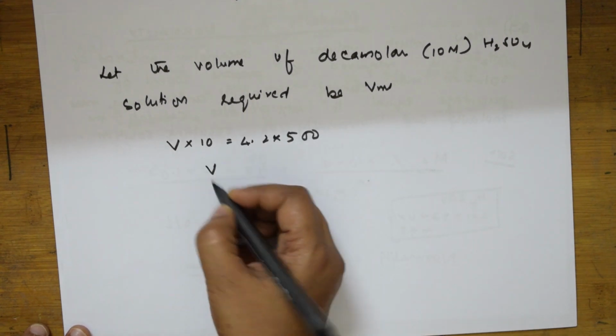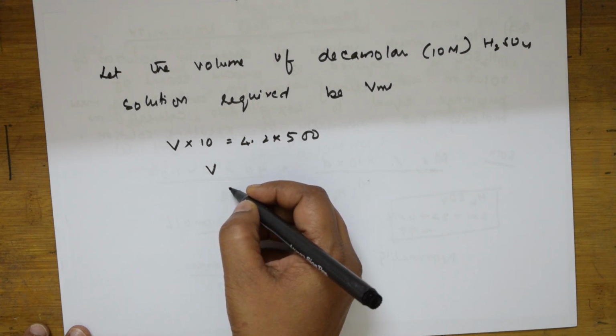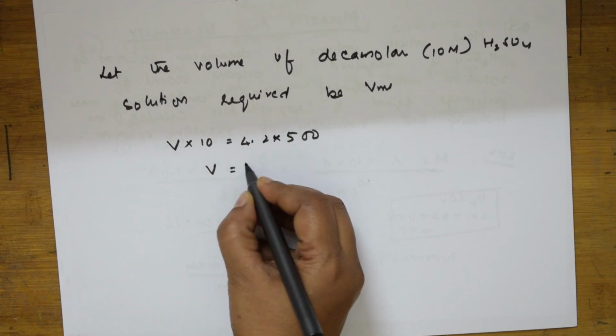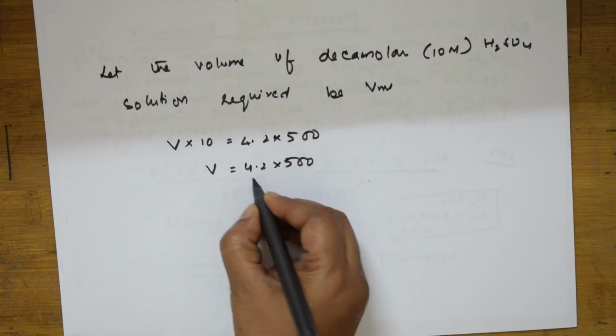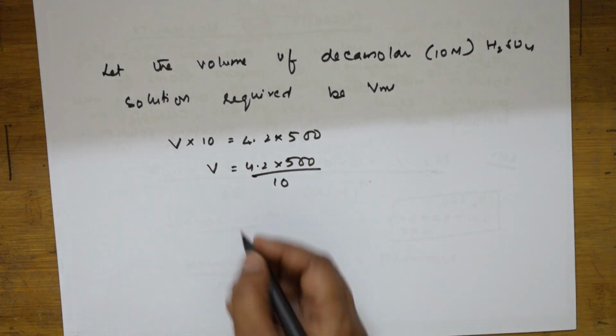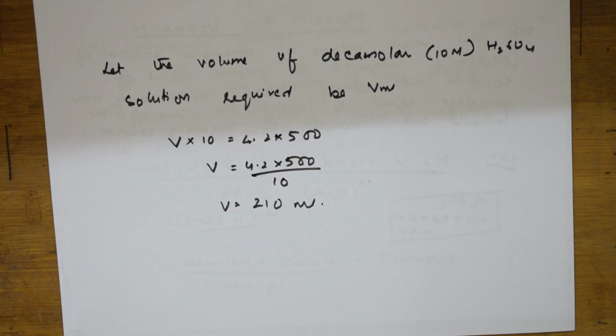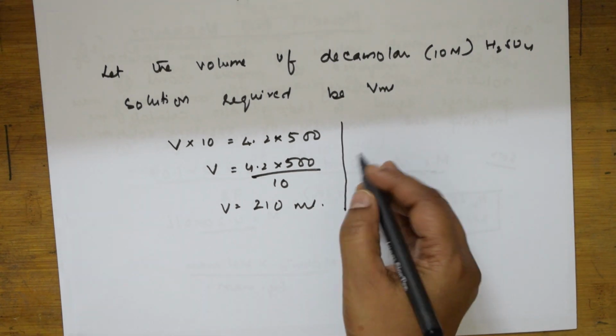Okay. So why am I finding this? I need to substitute this value in my normality also, isn't it? So V is equal to 4.2 into 500 divided by 10. How much do I get? I get an answer of 210 mL. Now, second, I need to find the equivalent mass, which is nothing but the molar mass divided by the basicity, isn't it? That's why I'm trying to find this value. So 210 mL I've got.